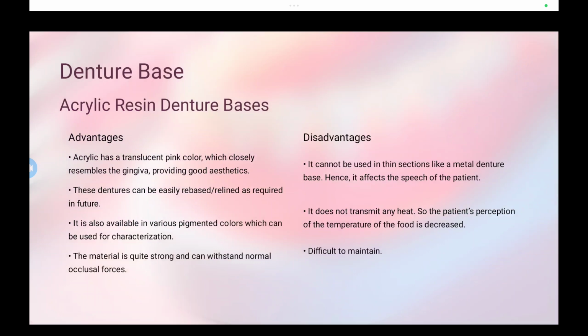Advantages involve acrylic has a translucent pink color which closely resembles the gingiva, providing good aesthetics. Second, these dentures can be easily rebased, relined as required in the future. Reline and rebase means to make the old denture more fit and more efficient for the patient. The terms reline and rebase will be discussed in another topic to make it more clear.